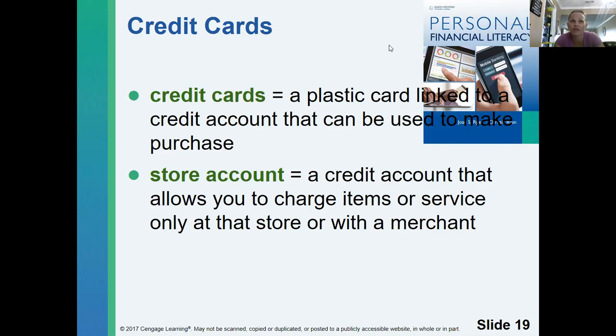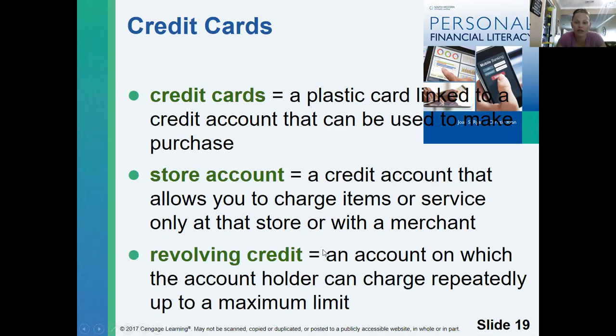A lot of the big chain clothing stores like Macy's, JCPenney's, Kohl's, those have credit cards you can get there. Banana Republic, Old Navy, and Gap, those 3 stores are all the same company. So if you get a credit card at Old Navy, you can use it at Banana Republic or Gap. Home Depot and Lowe's, they both have store accounts where you can have a credit card just to use at those stores.